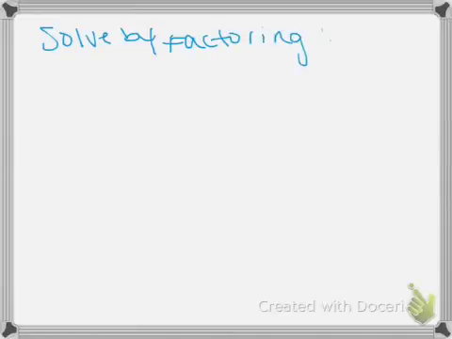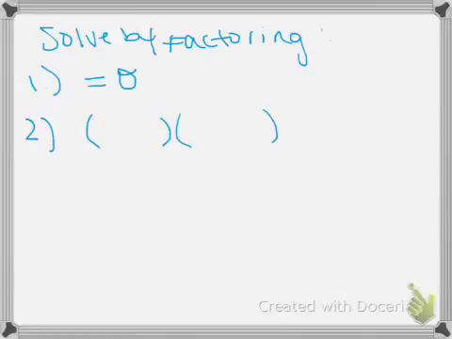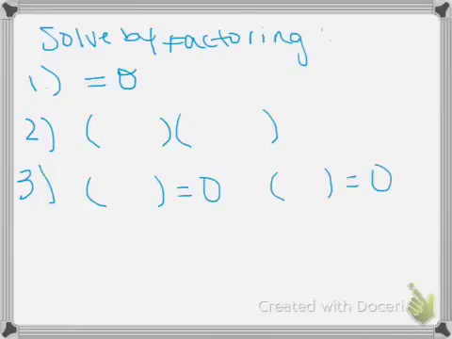With solving by factoring, there are a few key steps you need to know. The first step is your problem always has to be equal to 0. If it's not set equal to 0, you can't solve by factoring. Second step is you have to actually factor it into your two parentheses. And we'll go back over how to factor. Third step is you have to take both of your factors and set them equal to 0.